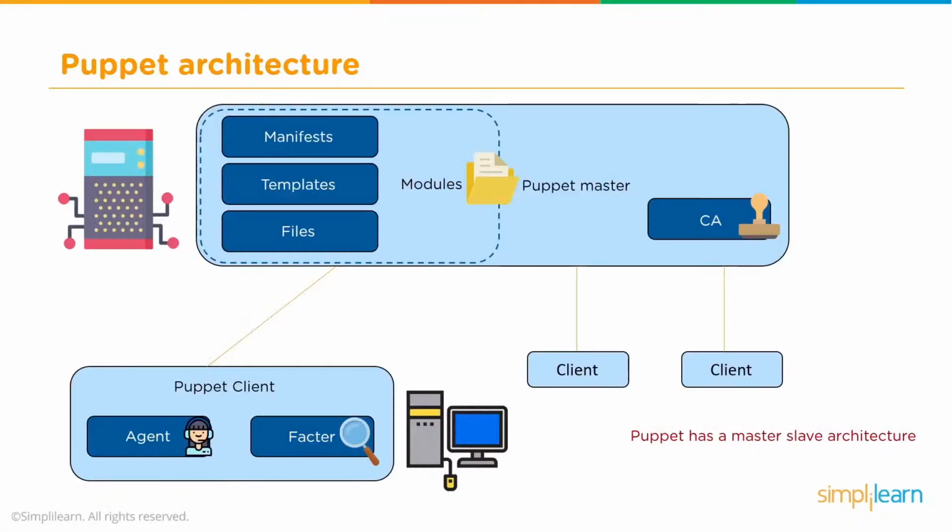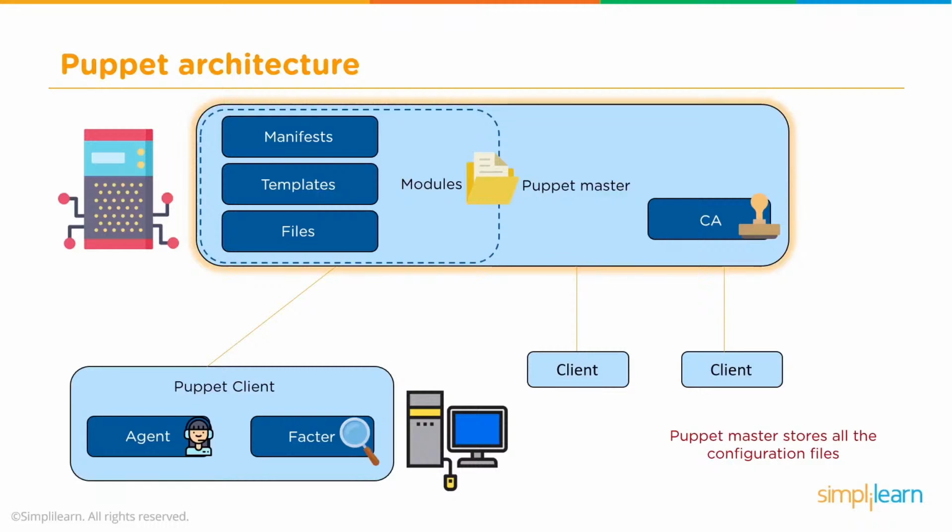So Puppet has a master-slave architecture. As you can see here, on the top we have the Puppet master and below we have the Puppet clients. The Puppet master is the system where your system administrator sits. The clients are those systems which require configuration. You can have n number of clients connected to the Puppet master. Don't worry, we'll look into each of these components in detail.